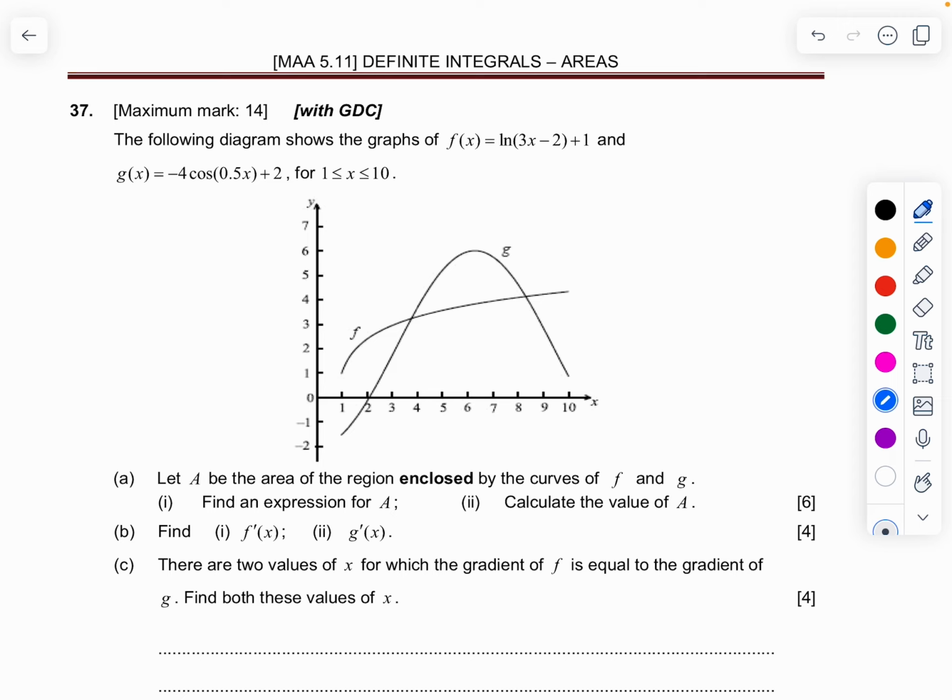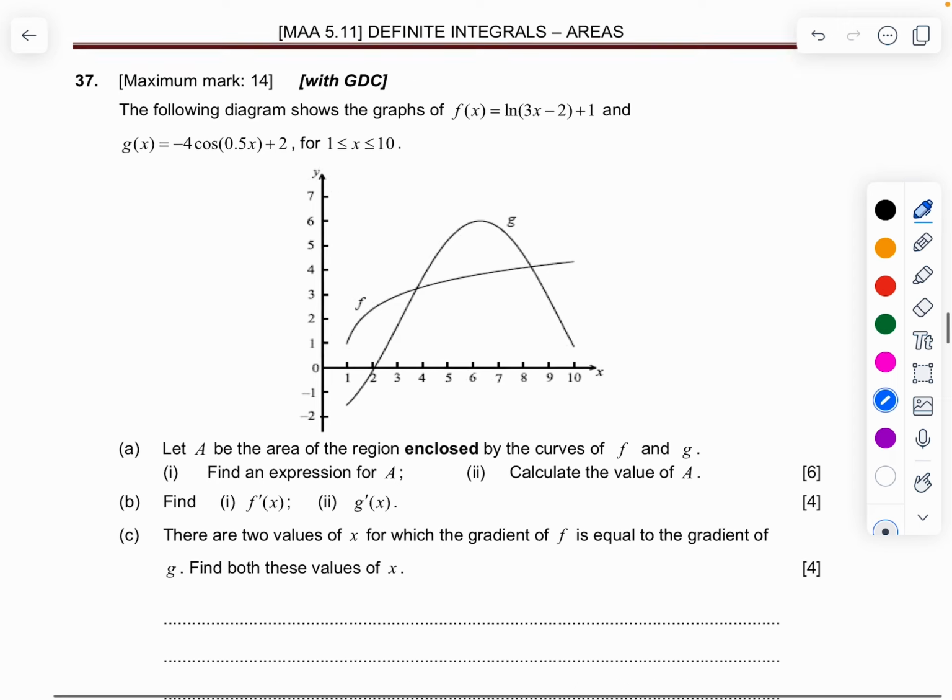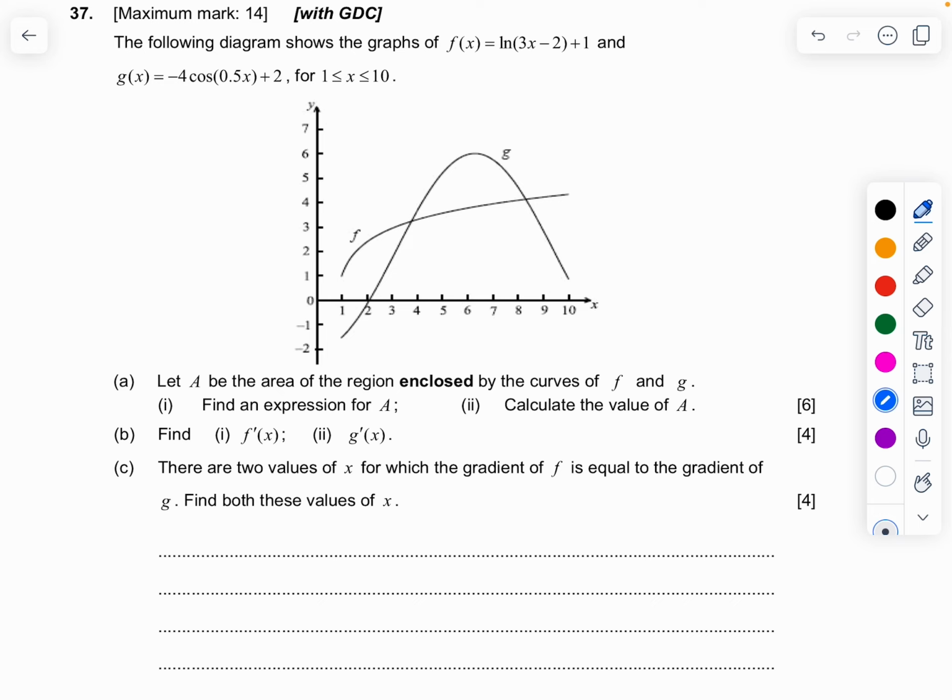Find both these values for x. So let A be the area enclosed between the curves. What am I going to do? First of all, I am going to find the points of intersection from the GDC. You should be getting 3.77 and 8.30.